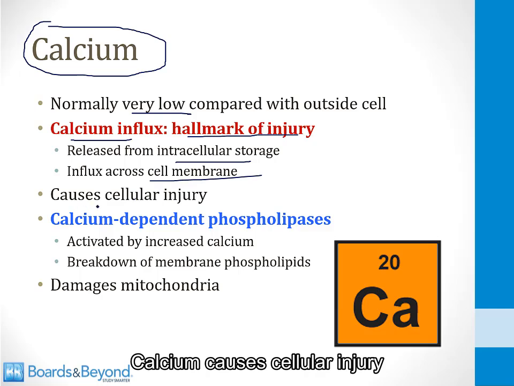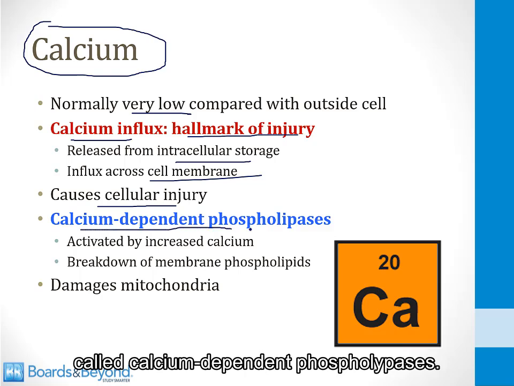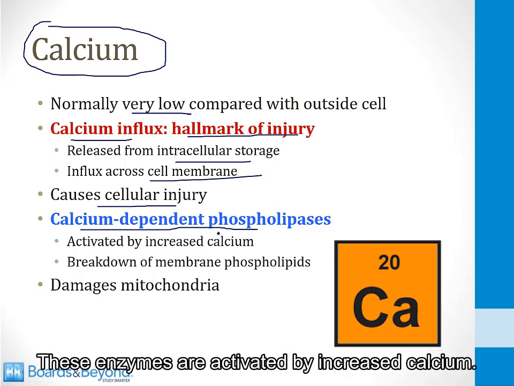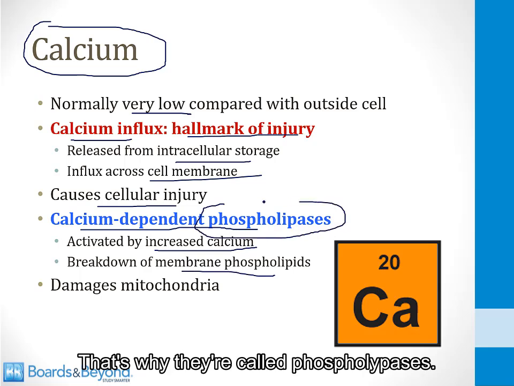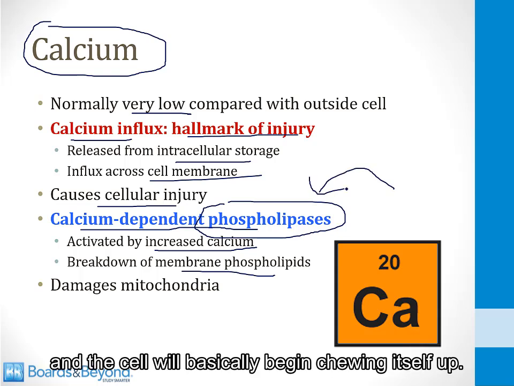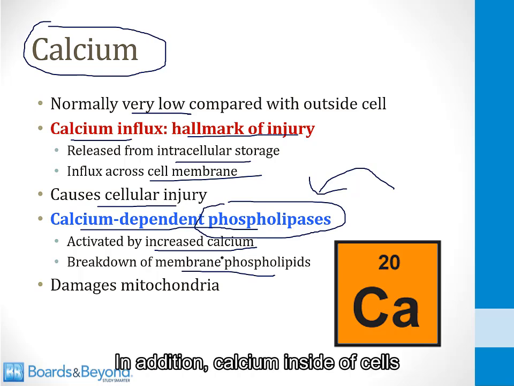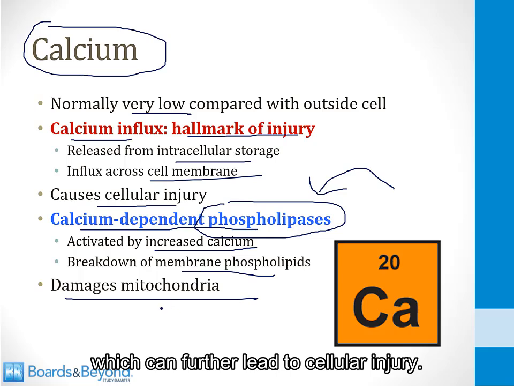Calcium causes cellular injury through a couple of mechanisms, and one of the main ones to know about is what I mentioned before. There are enzymes inside of cells called calcium-dependent phospholipases. These enzymes are activated by increased calcium, and they break down membrane phospholipids. That's why they're called phospholipases. So anytime calcium gets inside of cells, it will activate these enzymes, and the cell will basically begin chewing itself up. In addition, calcium inside of cells can also damage the mitochondria, which can further lead to cellular injury.